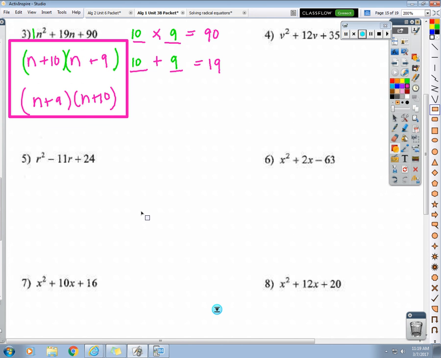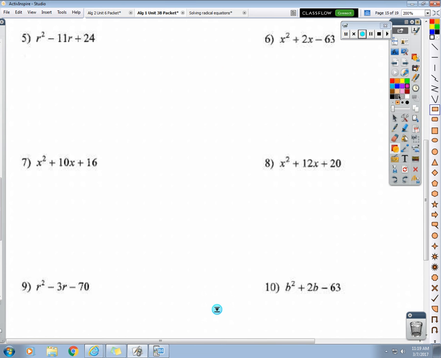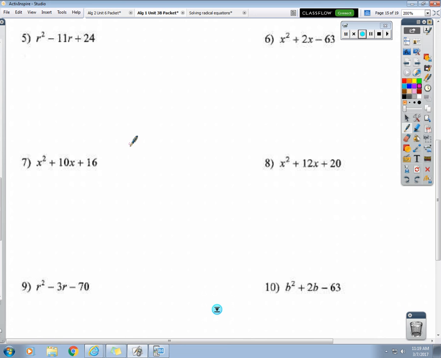Okay, number 5. We have a trinomial, and the trinomial's leading coefficient is 1, so that means we can factor by the bubble method. What variable do we put at the front of each binomial? R, because R times R will make that R squared.